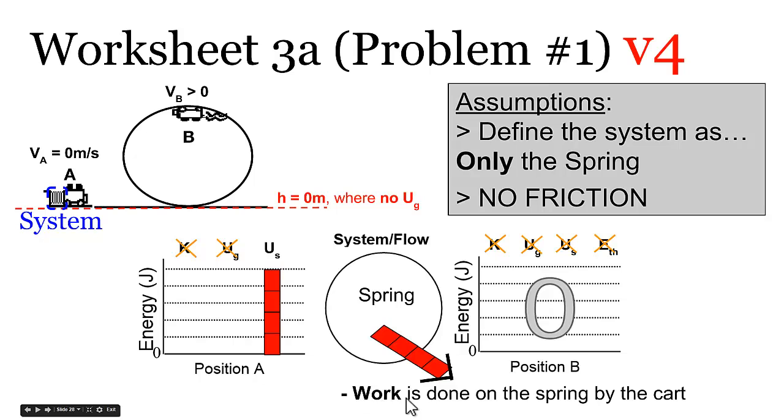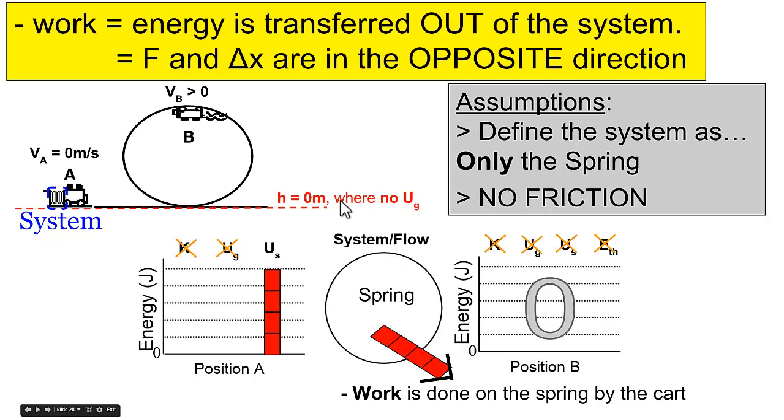We'd say negative work is being done on the spring because energy left our system, and it was done on the spring by the cart. We'll talk a little bit more about that in just a second. So negative work means energy is transferred out of the system, and this happens if the force exerted on the system and the direction of the displacement are in opposite directions. So we need to think a little bit deeply about this.